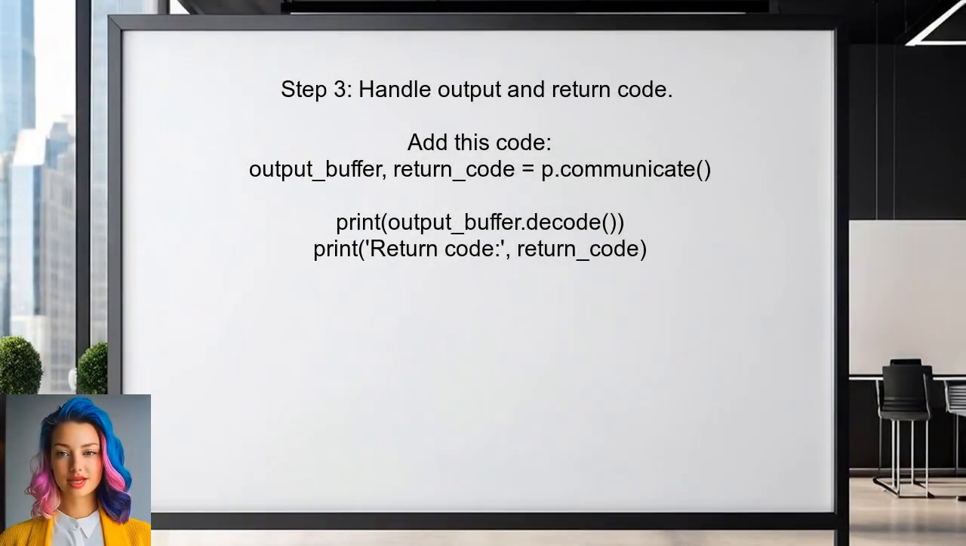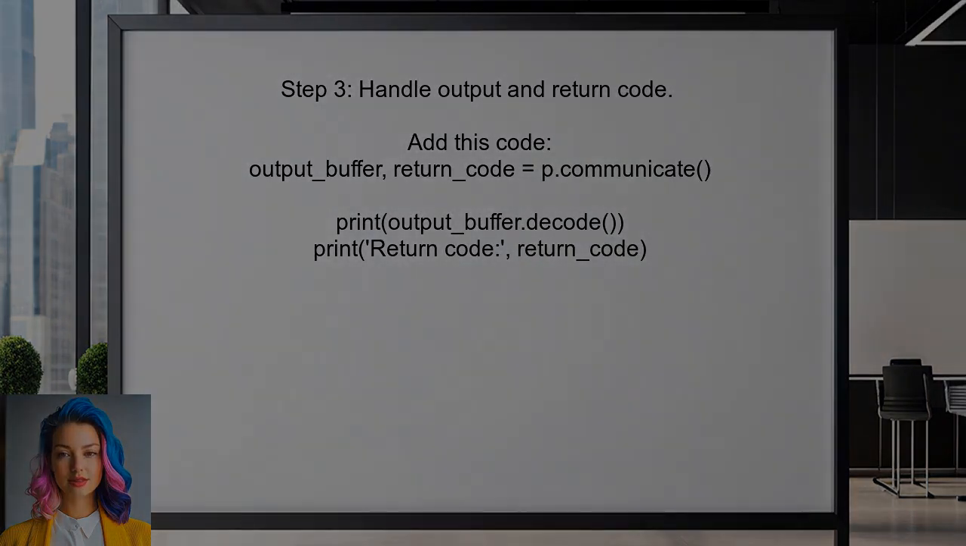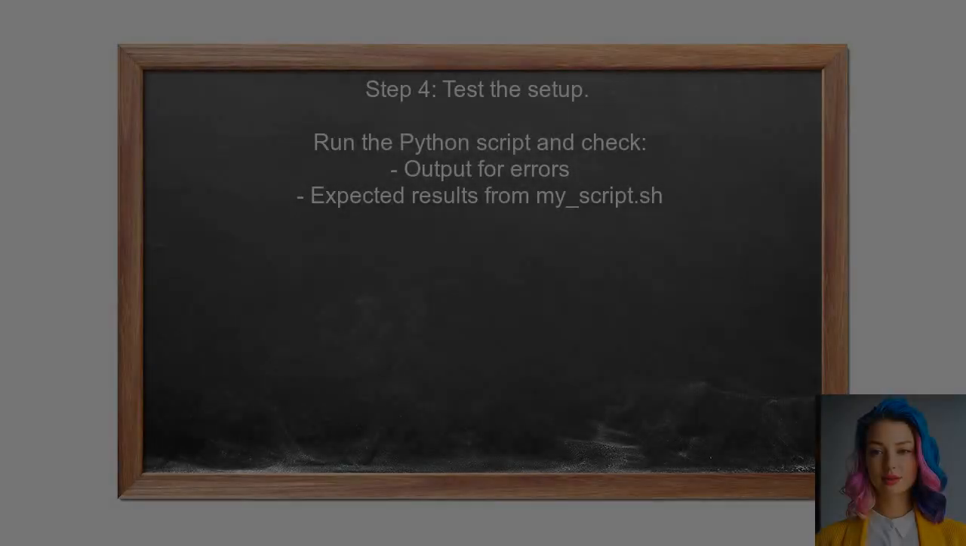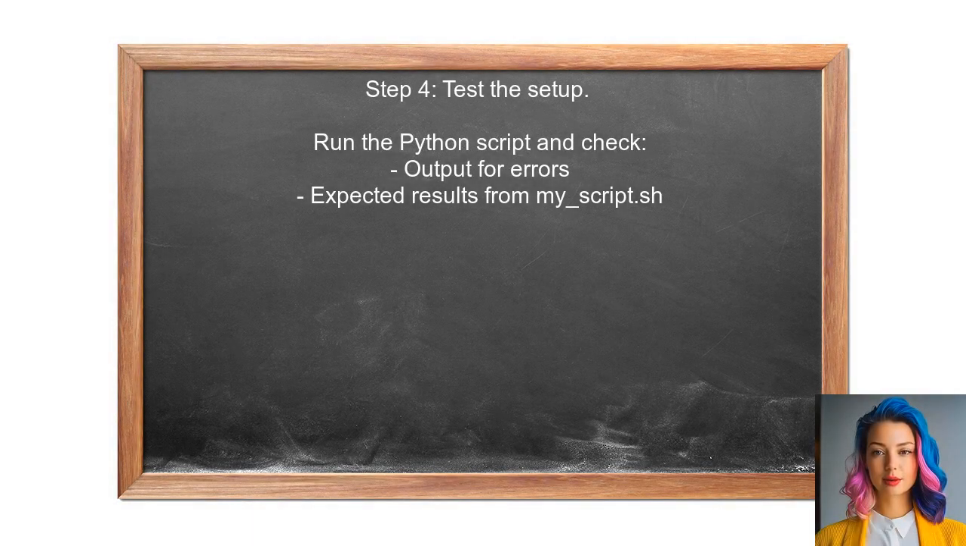After that, the user should handle the output and return code from the subprocess. This will allow them to check if the script executed successfully and to capture any output it generates. Finally, the user should test the entire setup to ensure that the script runs as expected. They can do this by running the Python script and checking the output for any errors or expected results.